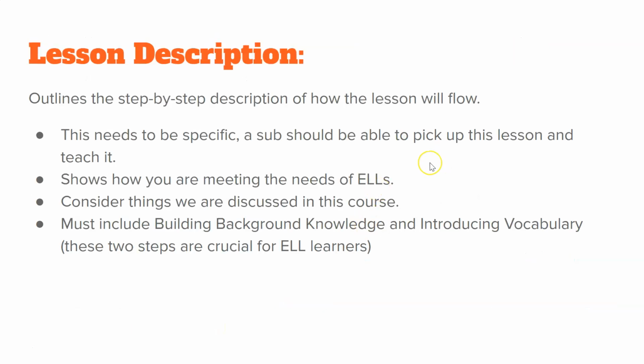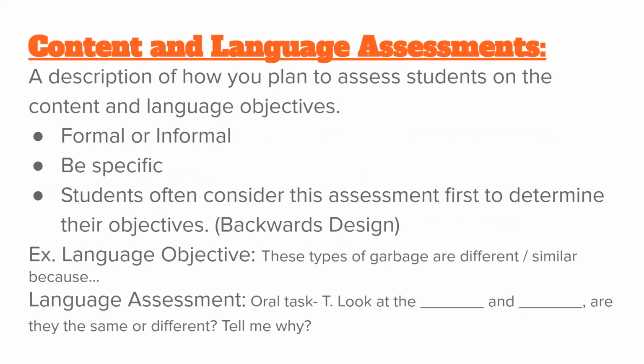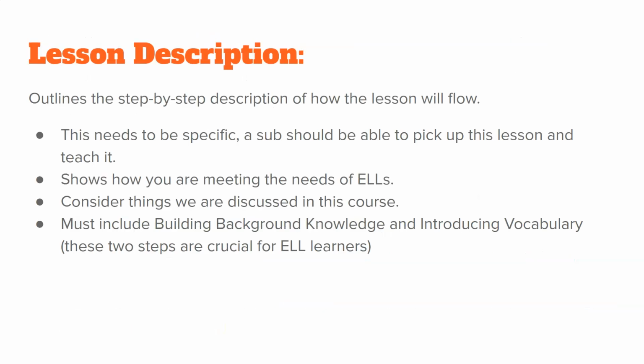Okay, so the next part of the lesson plan is the lesson description. And this is really the bulk, or the meat, of the lesson. This is an outline, a step-by-step description of how the lesson is going to go. And this needs to be very specific. Think about if there was a sub in your classroom who had never met your kids, didn't know you, didn't know your style of teaching. Could they pick up this lesson and teach it effectively? So it needs to be very specific. This is not going to be just like 4 bullet points. This needs to be very detailed, very specific.